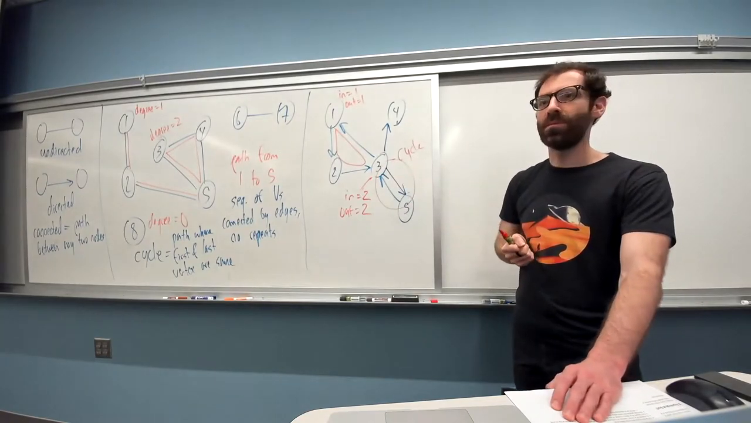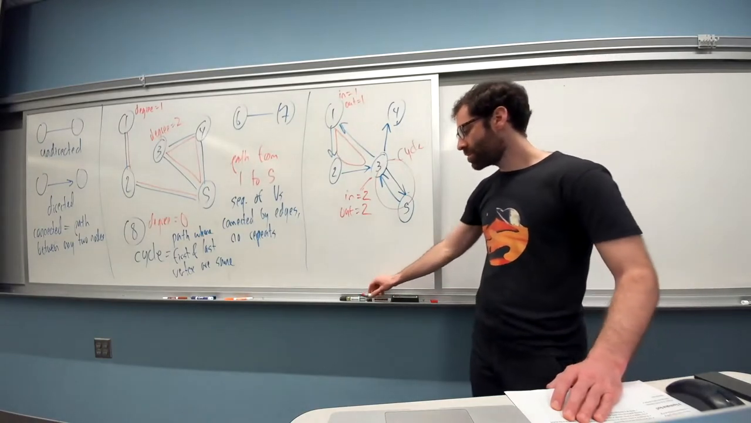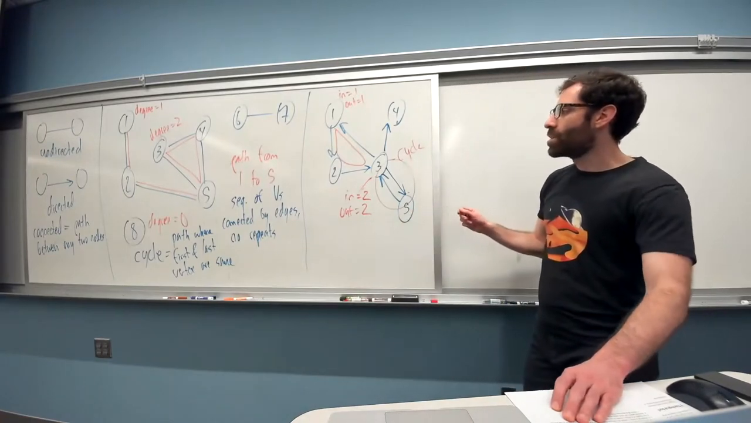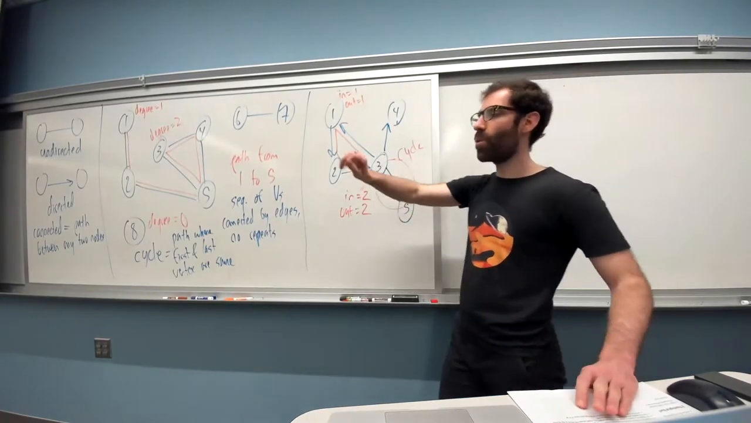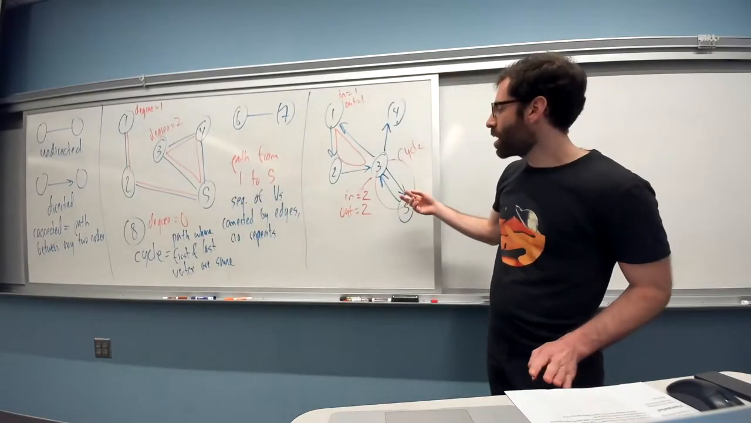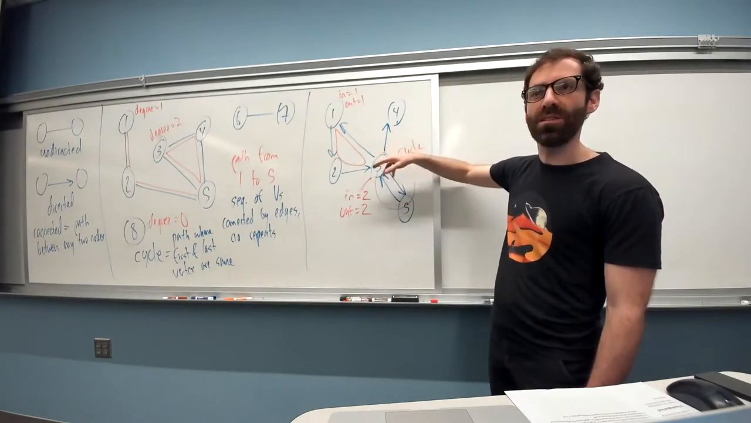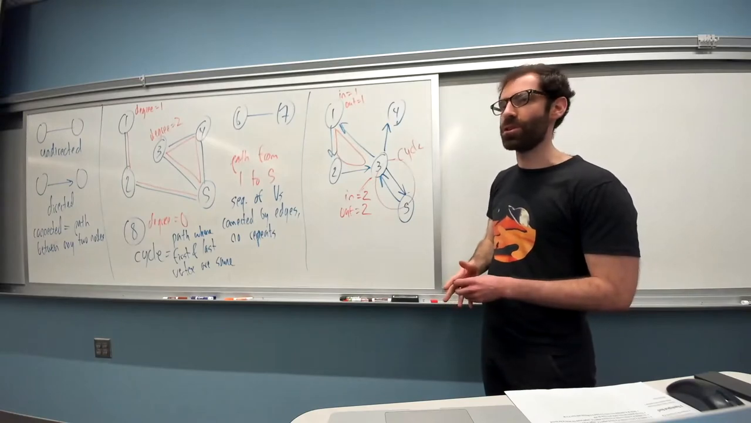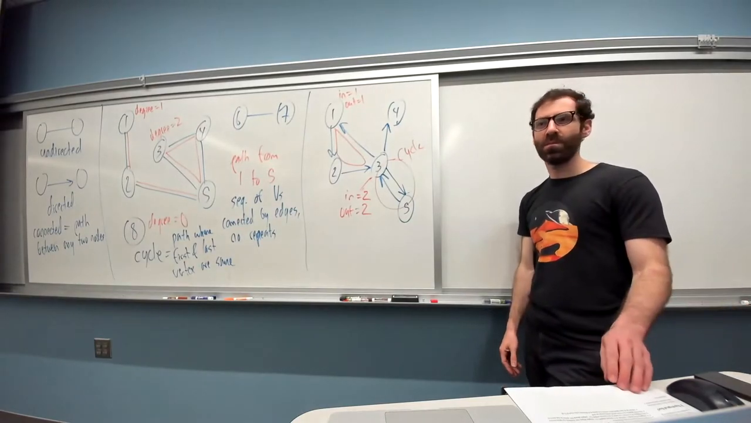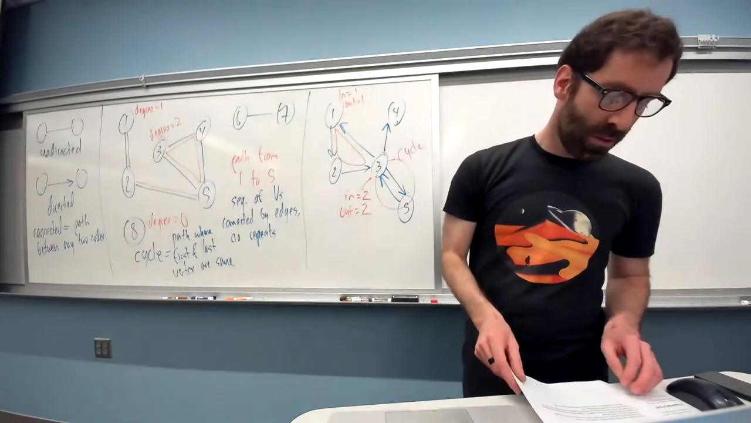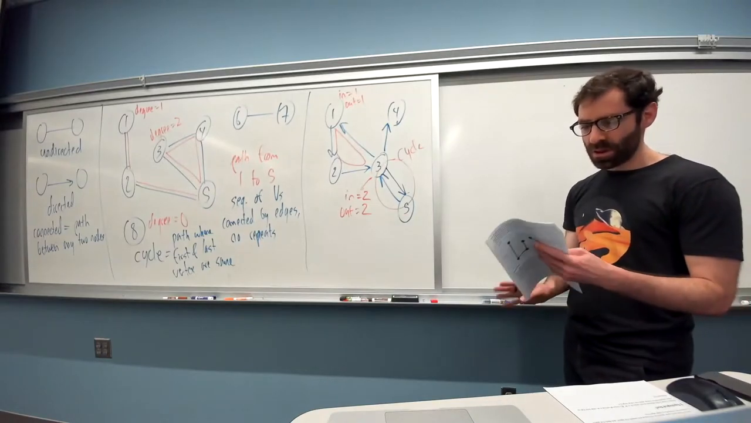Jake. Do undirected and directed edges have to be on different types of graphs, or can you have both in the same graph? I have never encountered a scenario where the two are mixed. You either have a directed graph or an undirected graph. You could turn a directed graph into an undirected graph by just saying every edge goes both ways. Then you essentially have your undirected graph, but yeah, they don't get mixed. Other questions?